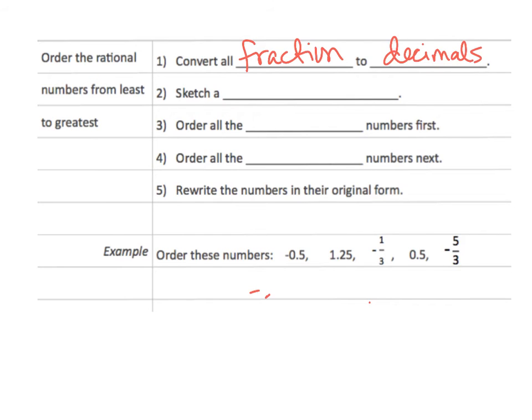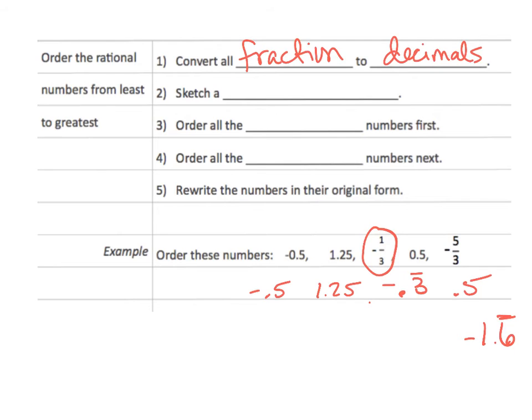So I have negative 5/10, 1 25/100, negative 1/3, I'm going to change this into negative 3/10 repeating. I got a positive 5/10 and negative 5/3. That is a negative 1 6/10 repeating. So there's step 1. I put them all into decimals.